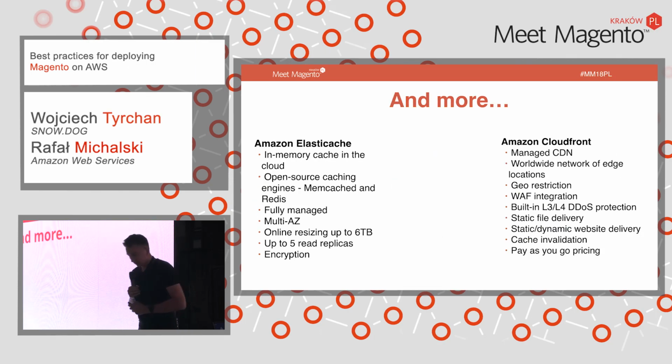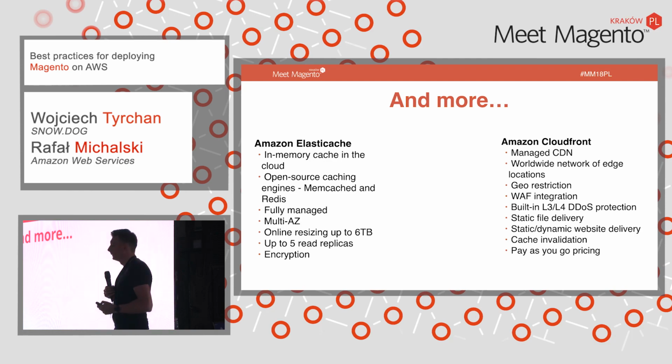And there are 2 more services which are typically used with Magento on AWS. ElastiCache, which is basically in-memory cache in the cloud. It supports Memcached and Redis. For Magento, usually Redis is used. It's also fully managed. It can be multi-AZ, and it also can support up to 5 read replicas. There are also encryption options if you need so.